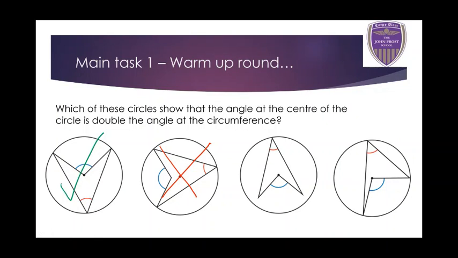The next one, well, I've got an angle on the edge of the circle and I've got an angle in the center, but the points where they meet aren't at the edge of the circle, okay? So unfortunately, we can't use the rule for this circle either. And check the last one now. I've got an angle at the edge, I've got an angle in the center, and they both meet at the edge of the circle. So I can use the rule for this circle, okay?